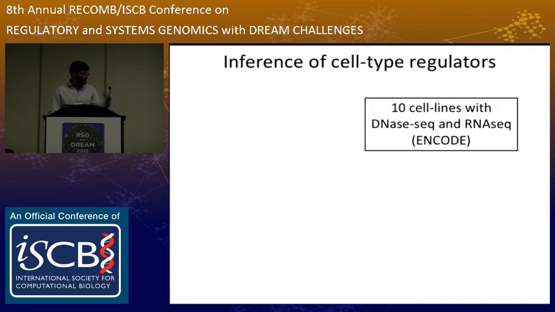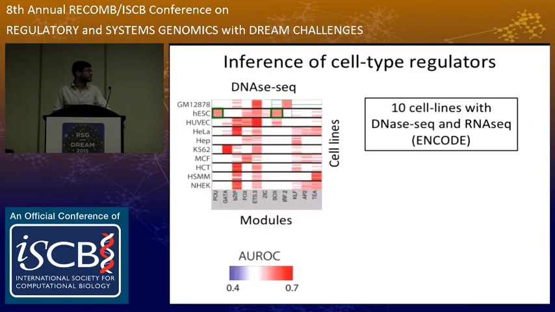So then we moved to a second example. In this case, we wanted to see whether we can recapitulate motif enrichment in open regions. So we look at 10 cell lines where we had both DNA-seq and RNA-seq data from ENCODE. And also in this case, we see that for the most enriched transcription factor modules, we saw the clear enrichment pattern, and this pattern was really different between every cell line.